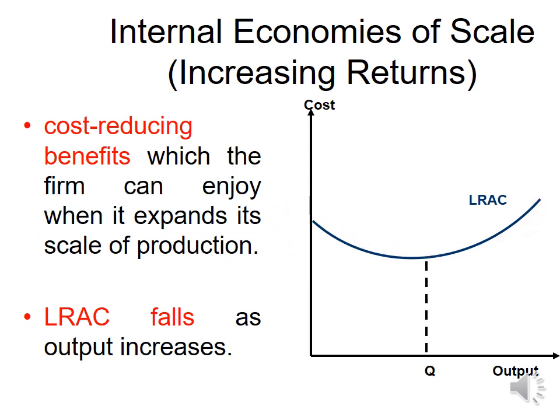Now we usually assume that companies operating in the long run are large scale companies, for example IKEA versus a furniture shop. So IKEA is a very large company. We want to look at what are the benefits that it enjoys when it expands output to a large company. Now initially, can you see that your cost is falling? Your long run average cost curve is falling when your output goes up. Why is that so?